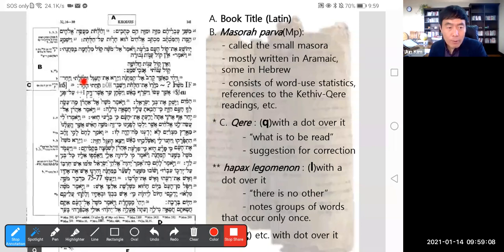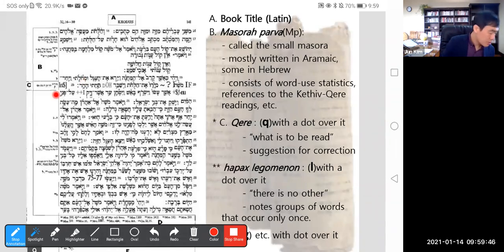By the way, bet means the word appears for the second time. And then gimel with the dot over it means the word appears for the third time. When it goes over a certain number, like 5 times or 6 times, they will not include that information because it is no longer special at all. Do you understand? Okay.